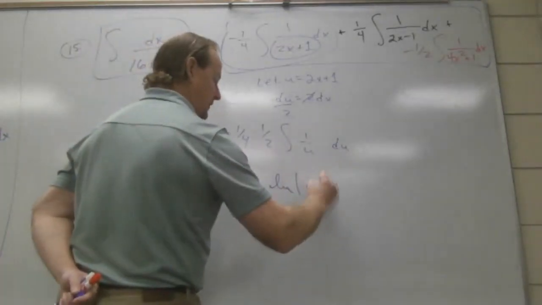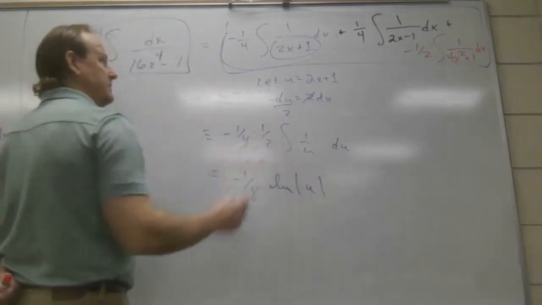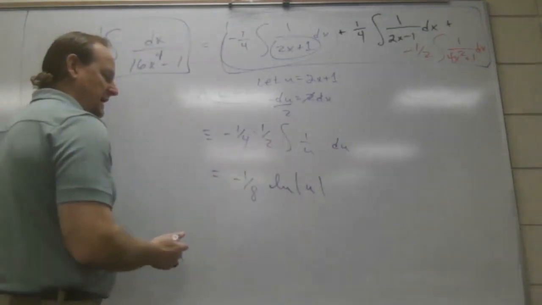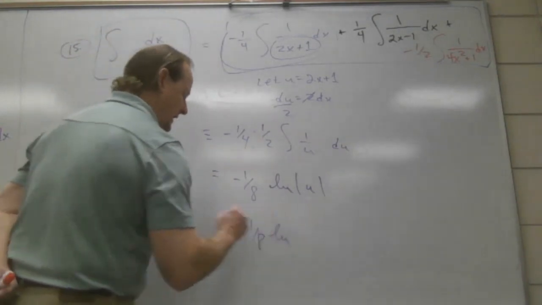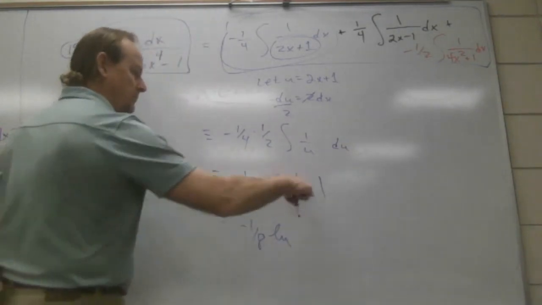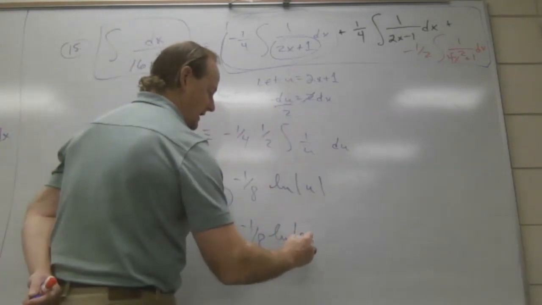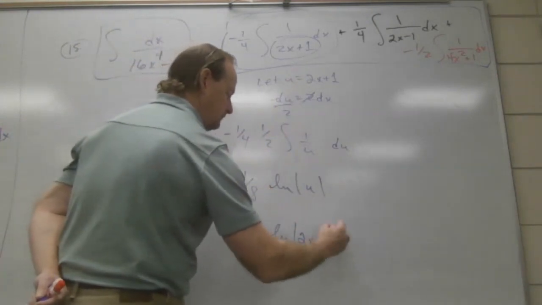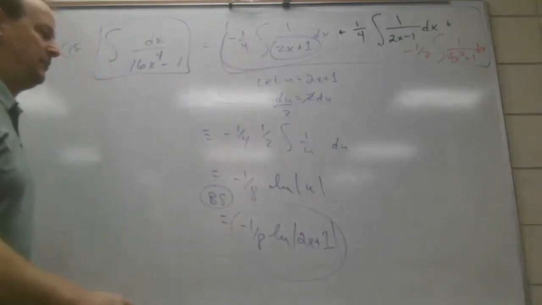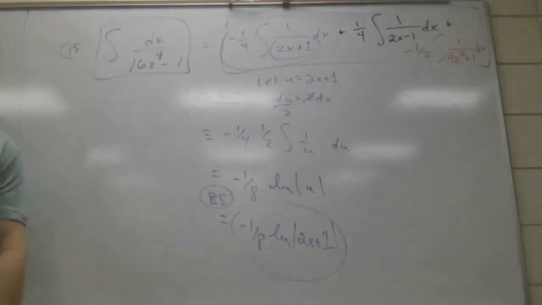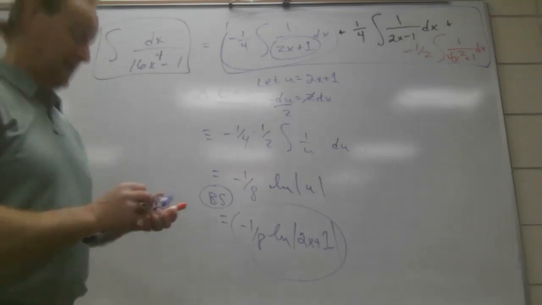Now I'm not going to put the plus c on there yet. But anyway, the coefficients multiply together to get minus 1/8. So it's going to be minus 1/8 natural log, and then I back substitute to what my u was here. It's natural log of the absolute value of 2x plus 1. And then plus some constant. But does everybody agree that the first piece is minus 1/8 natural log of 2x plus 1? Awesome.